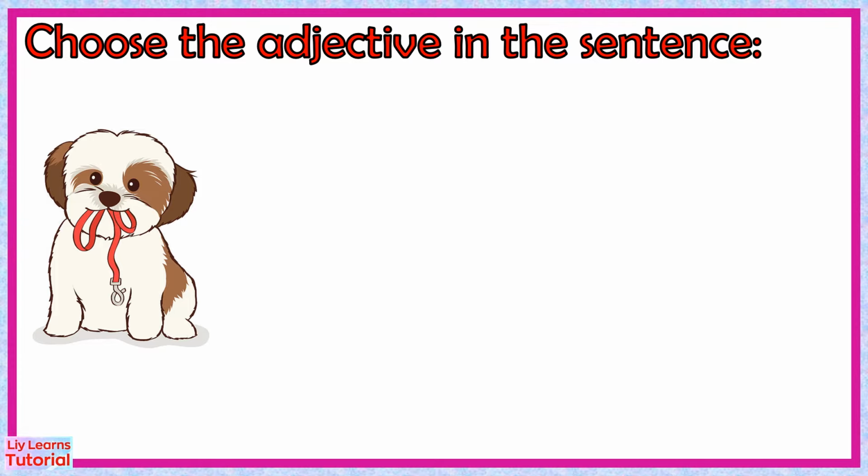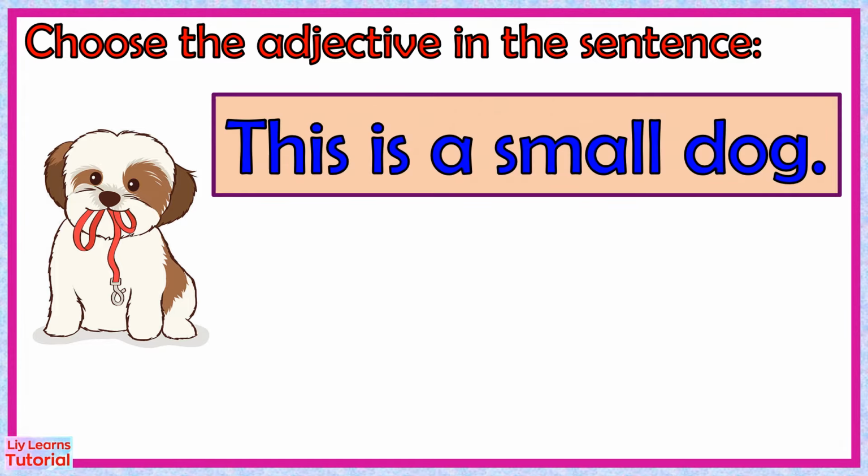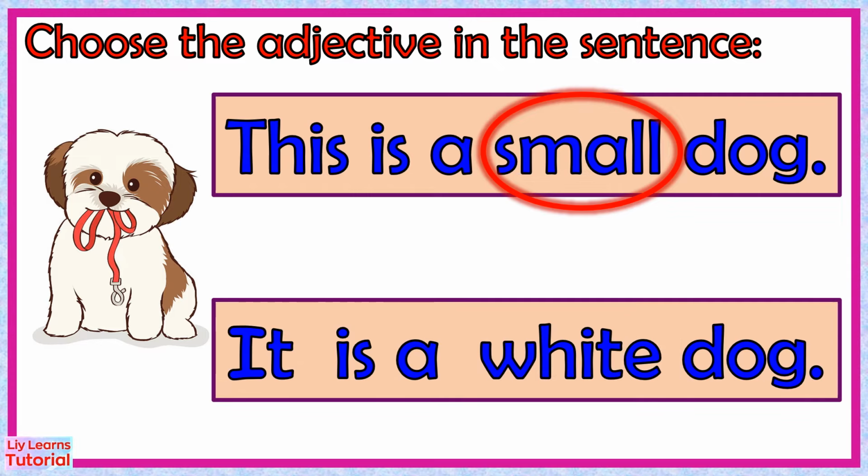Let's describe the puppy. This is a small dog. The word small tells the size of the dog, so it's an adjective. It is a white dog. White describes the color of the dog, so it is an adjective.